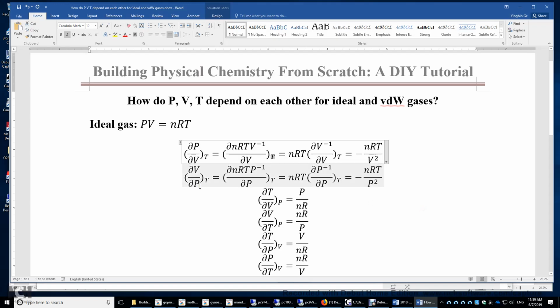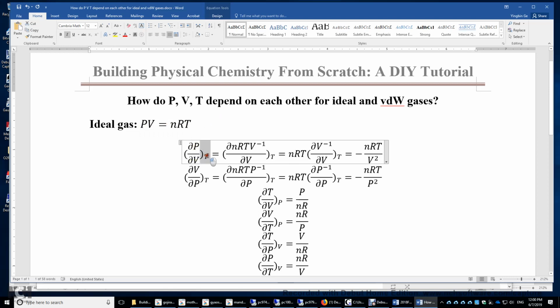How do the pressure, volume, and temperature depend on each other for ideal gases and van der Waals gases? For an ideal gas, PV equals nRT. And we can just take the first derivative of pressure with respect to volume.